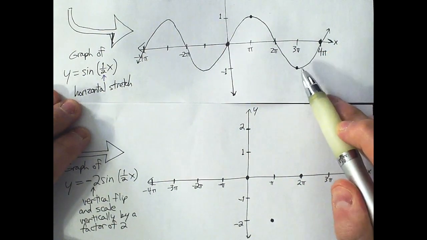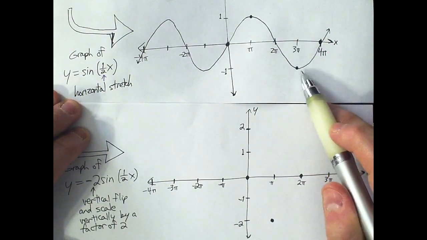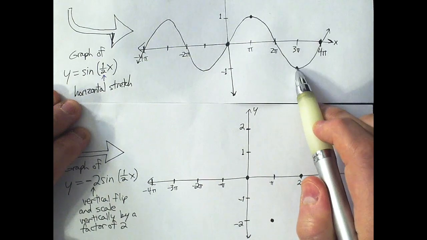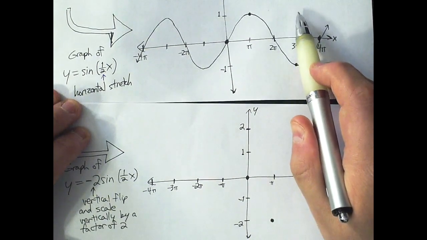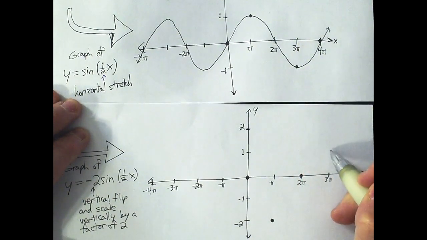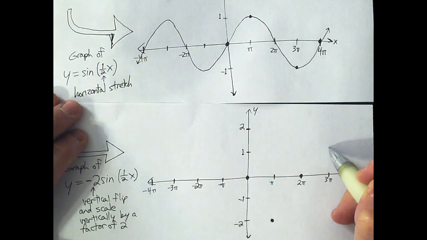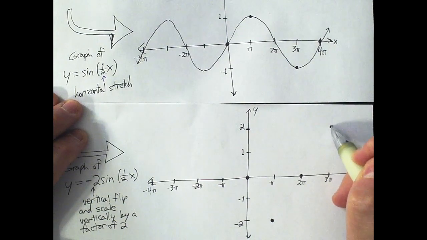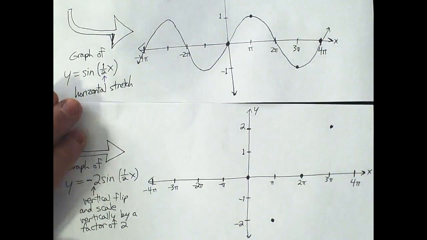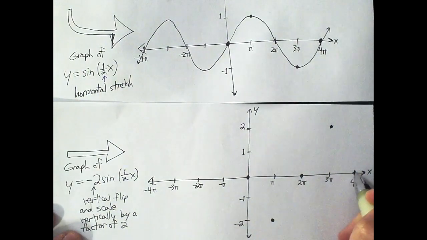Next, let's work on this one. This point was at 3 pi, comma, negative 1. It's going to get flipped vertically across the x-axis to appear here where I'm pointing. But then it's also getting multiplied by 2, so it's going to actually wind up here. And we got a point over here at 4 pi.